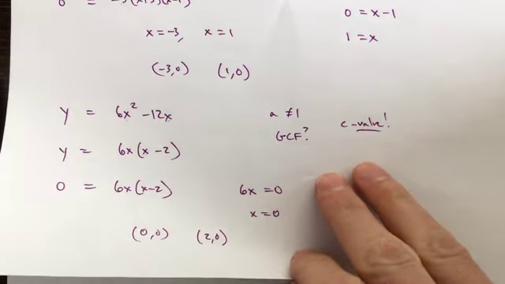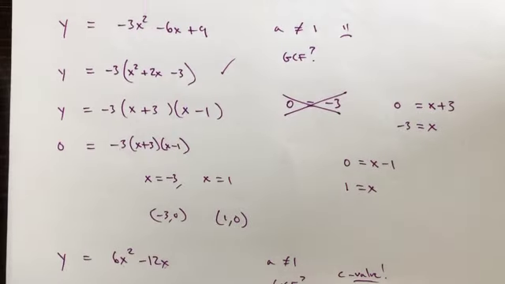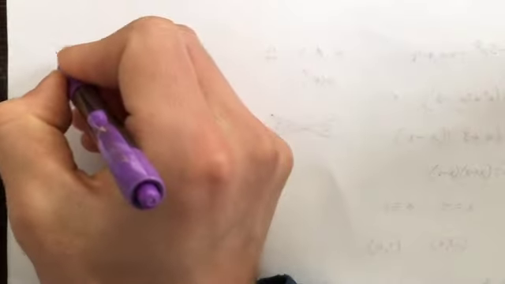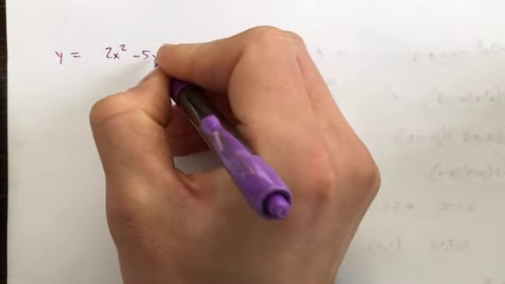Okay, so we have seen nice quadratics. We've seen quadratics that allow us to factor out a greatest common factor first. Now let's look at the last type of quadratic, which has some slightly different characteristics. Let's look at y equals 2x squared minus 5x minus 3.